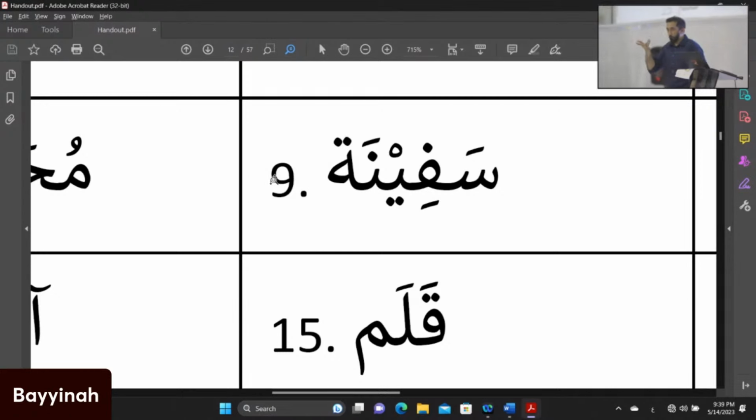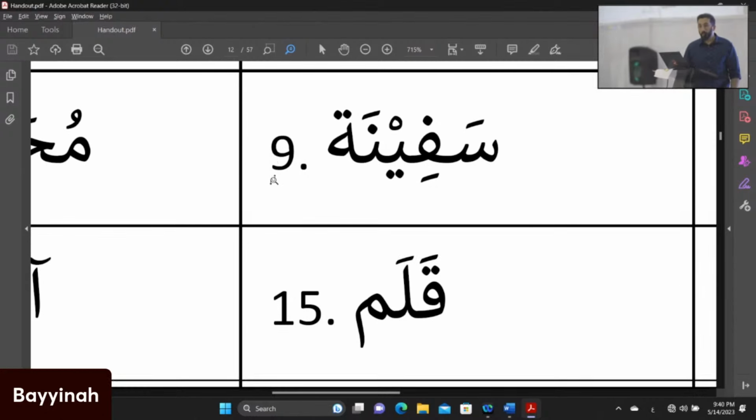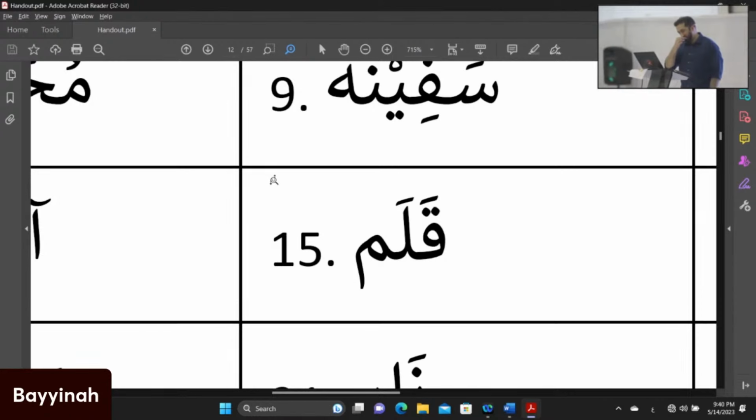It means ship. It just means ship. What do you think? A regular Arabic word, so Safinatun, Safinatan, safinatin. Qalam. Qalam is what?